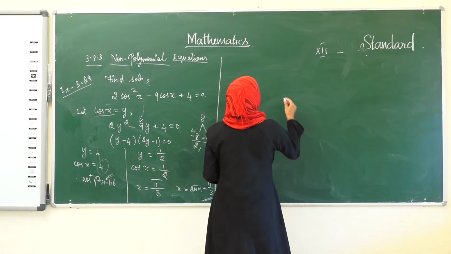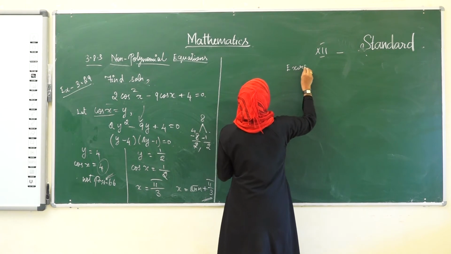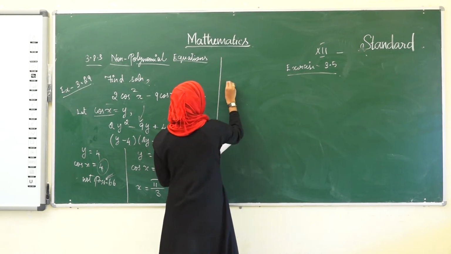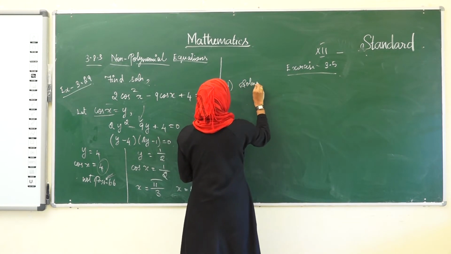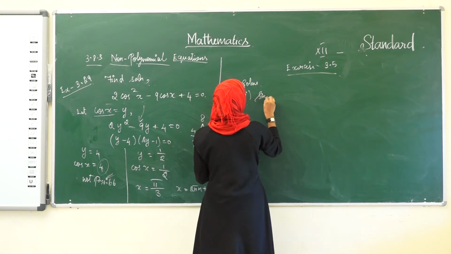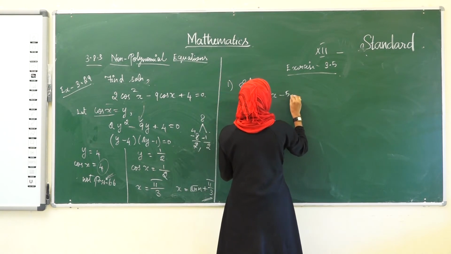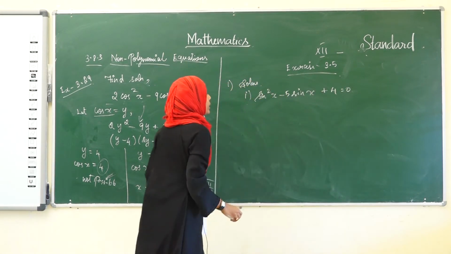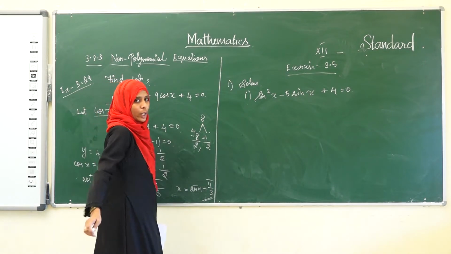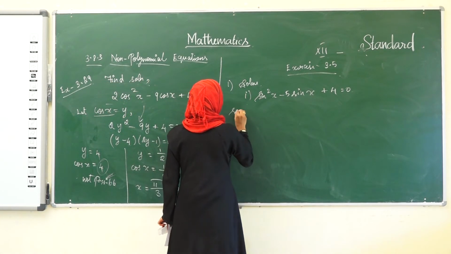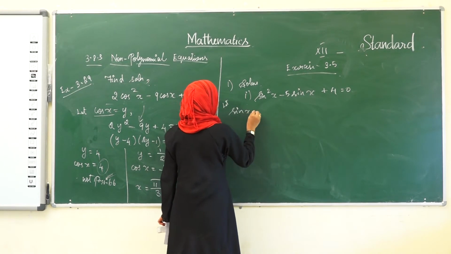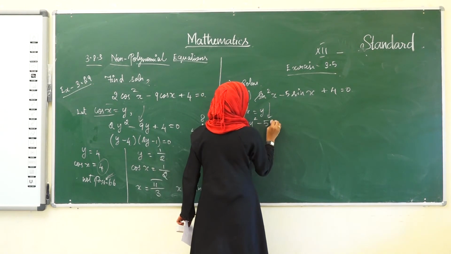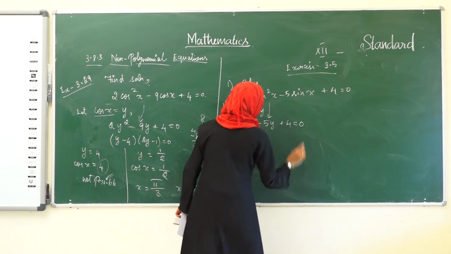Okay, now let us move on to the next exercise, exercise 3.5. In the first question, solve the following. First subdivision: sin square x minus 5 sin x plus 4 equal to 0. This question is the same as the previous example 3.29. So we are going to substitute sin x equal to y. The equation becomes y square minus 5y plus 4 equal to 0.